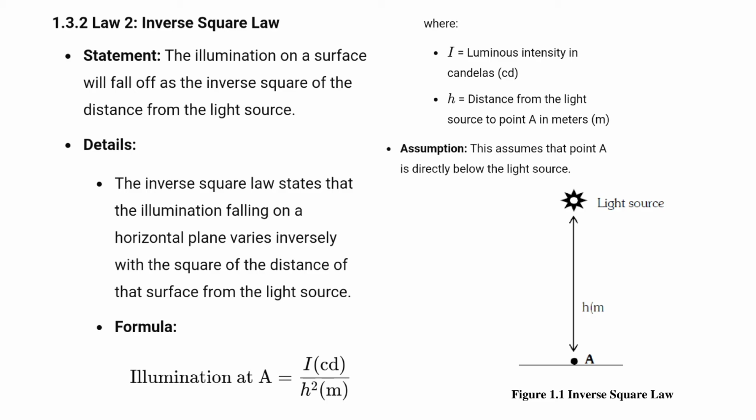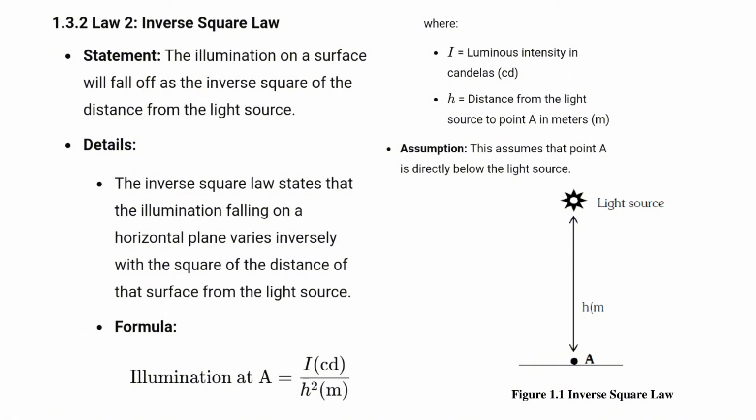This formula tells us that the illumination, which is light falling on a surface, is equal to the intensity of the light source divided by the square of the distance from the source to the surface. If you have a light source with a certain brightness, the further you move away from it, the more the illumination decreases, and it decreases faster because it is squared.